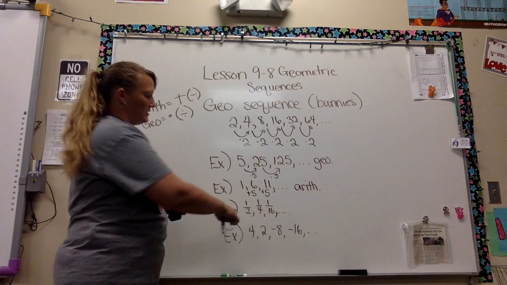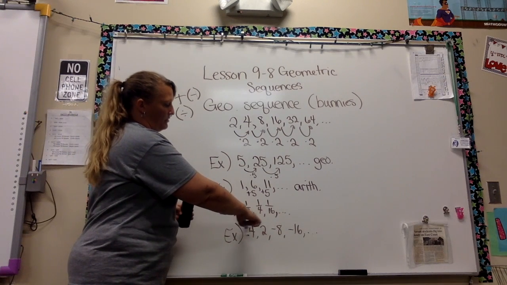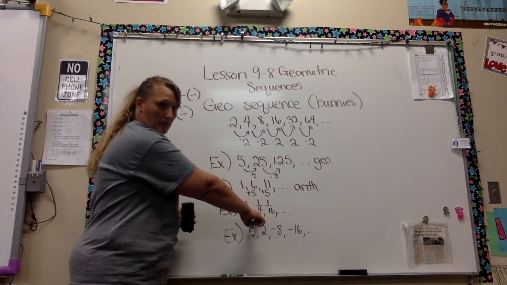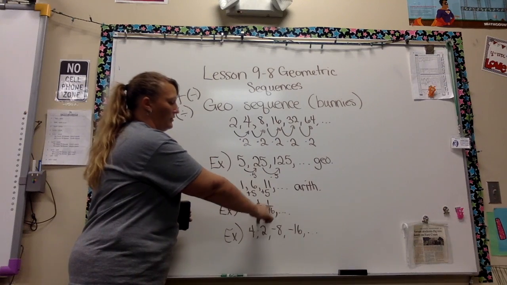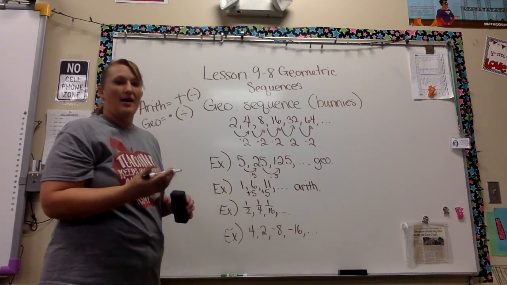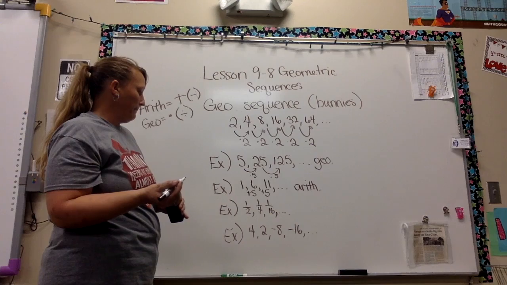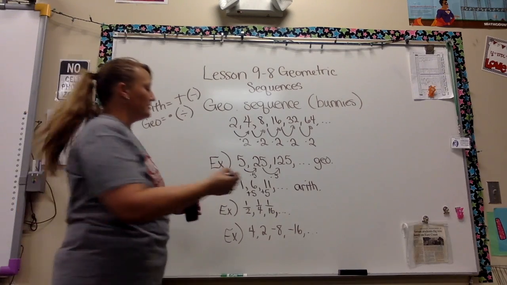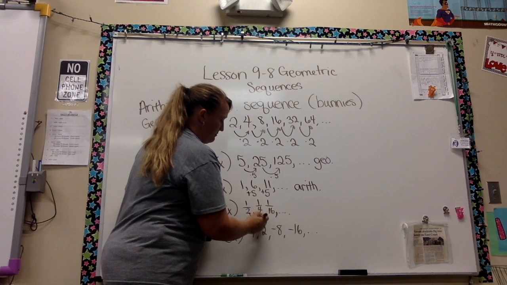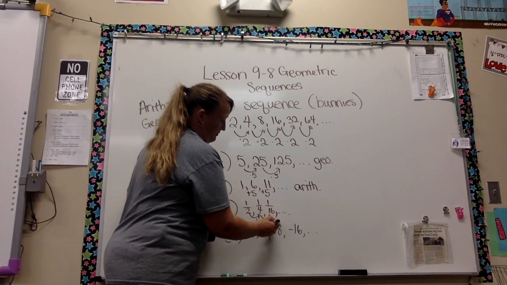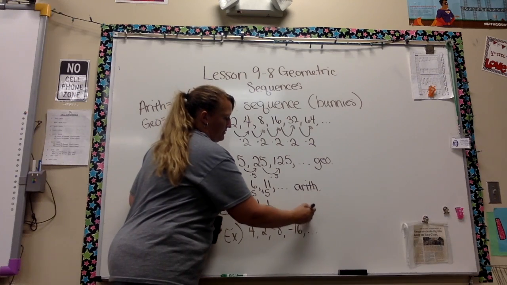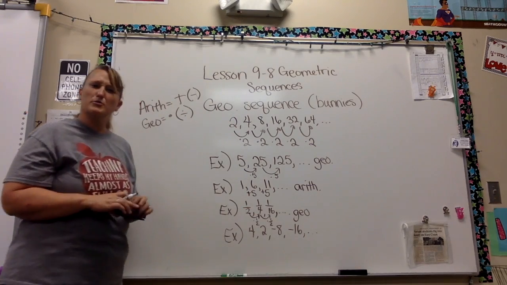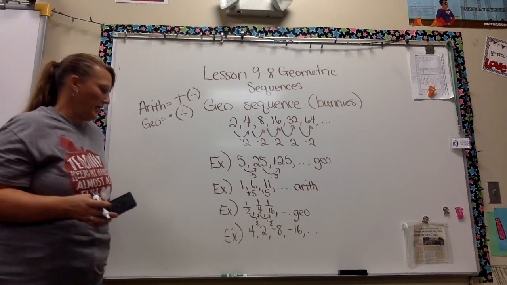Let's try geometric. Is there something I can multiply? If I multiply this times 1/2, do I get 1/4? Yes. If I multiply 1/4 times 1/2, I get 1/8. So therefore, this is multiplying by 1/2 each time. And this is geometric. Sorry, you were supposed to be pausing. I hope you knew we were doing that.